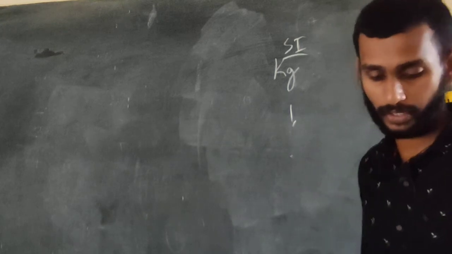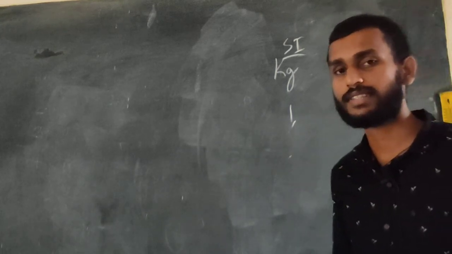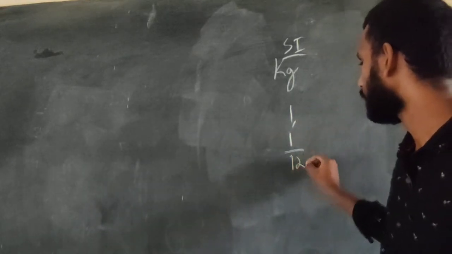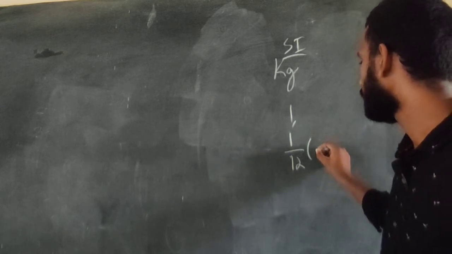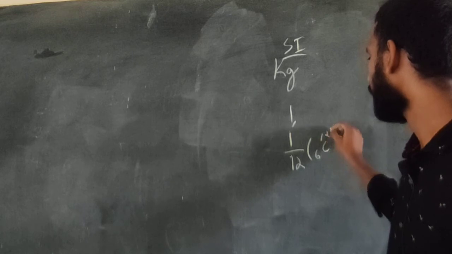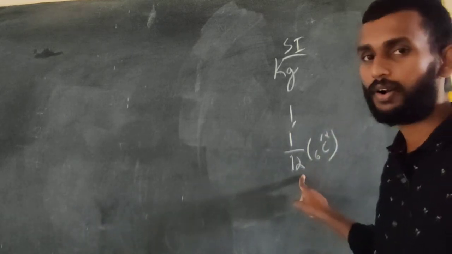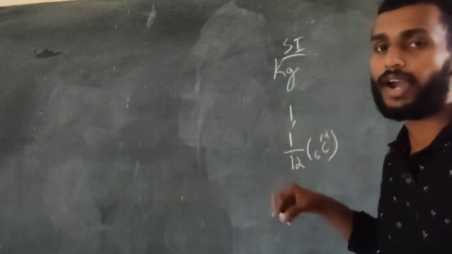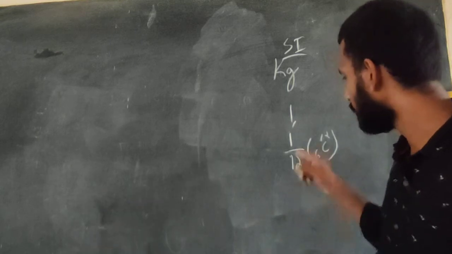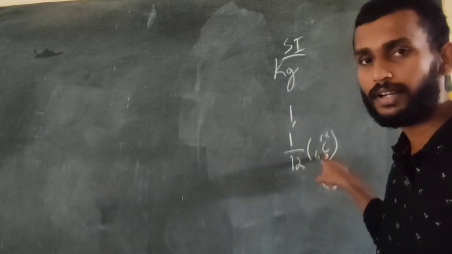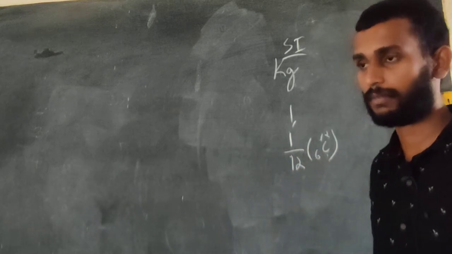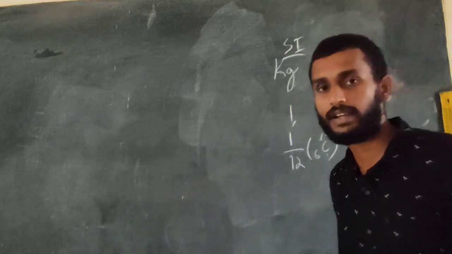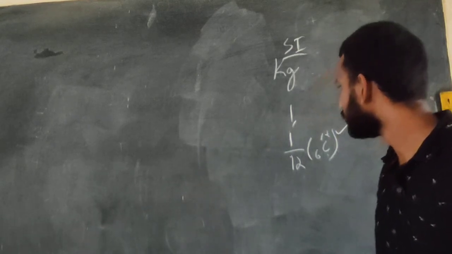Okay. So, let us come back to the unified atomic mass unit. One unified atomic mass unit is defined as 1 by 12 times the mass of the 6C12 atom. We can say the unified atomic mass unit is 1 by 12 times the mass of the carbon-12 isotope. Okay. So, that is known as the unified atomic mass unit.